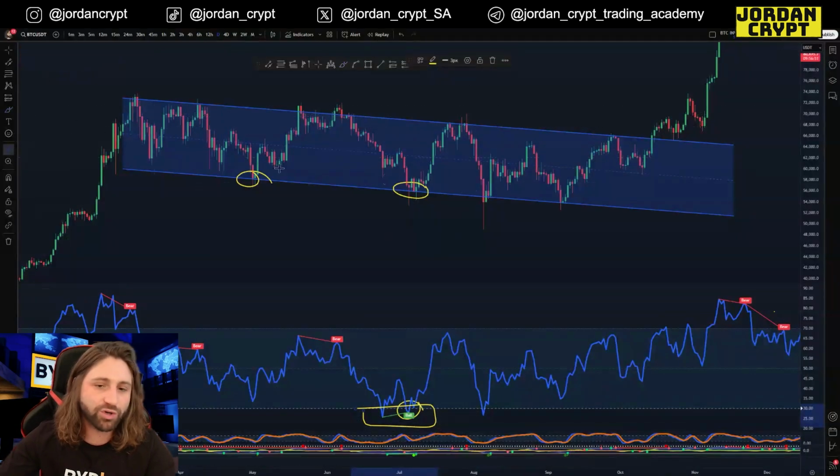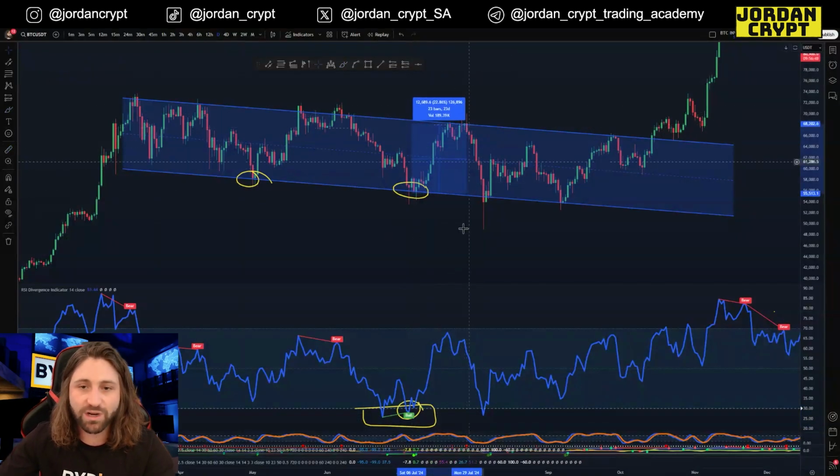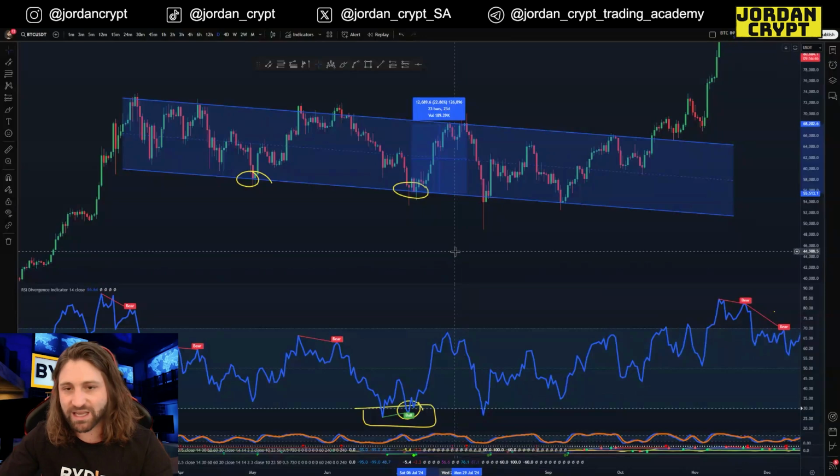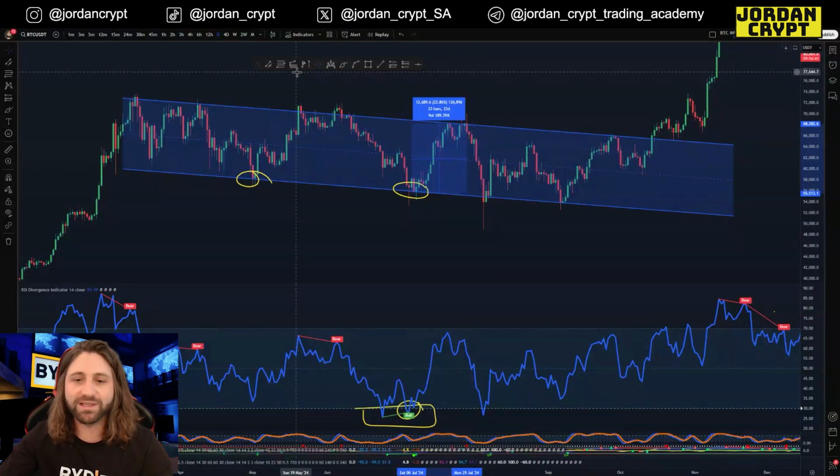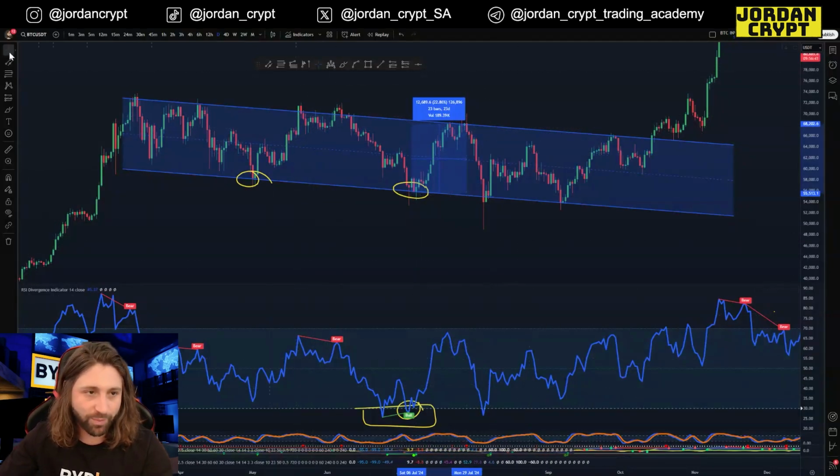Boom, beautiful trade which worked out absolutely lovely, a 22% move up. The short trade, once again, played out at the top of your parallel channel.